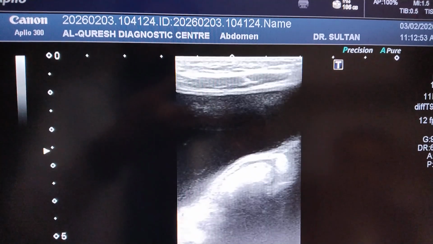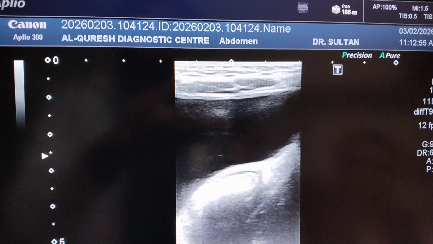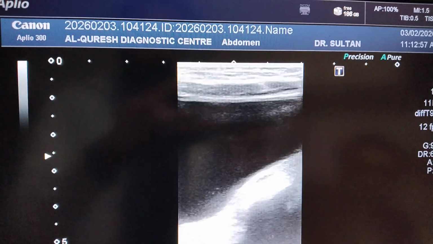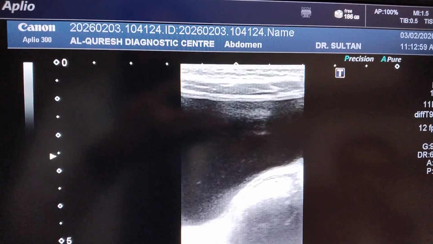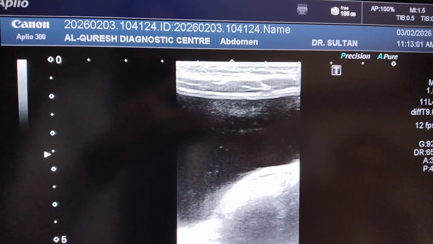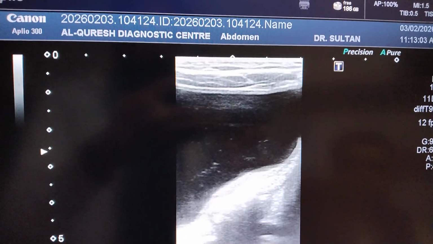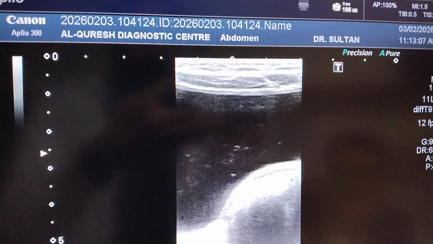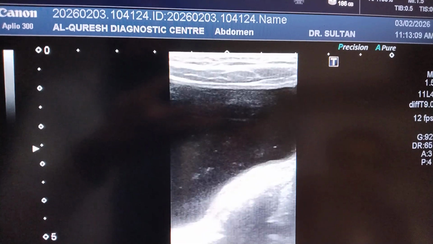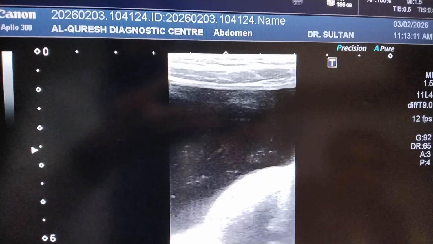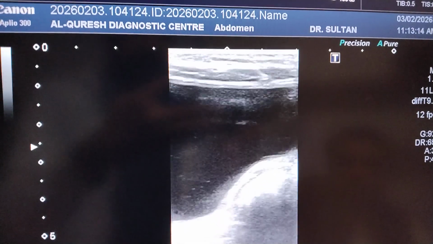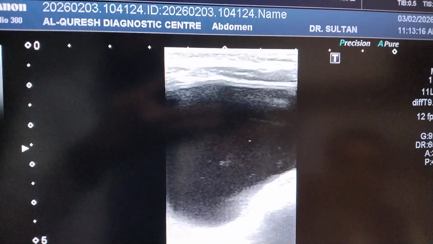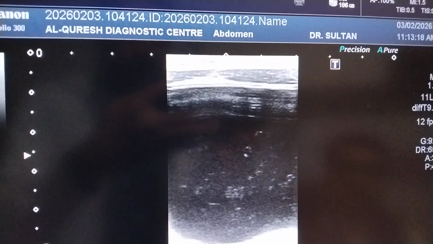Dear colleagues, I am Dr. Sultan Ayub, working as a radiologist, and this is a male child, almost 4.5 years of age, with a history of pain in the lower abdomen for the last 7 days. Now I am using the high frequency linear probe to see the lower abdomen.